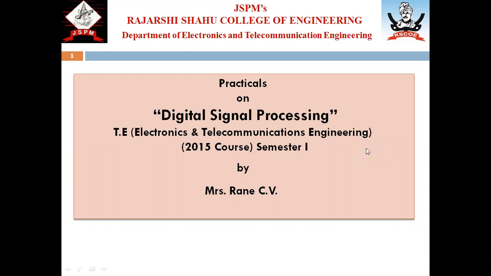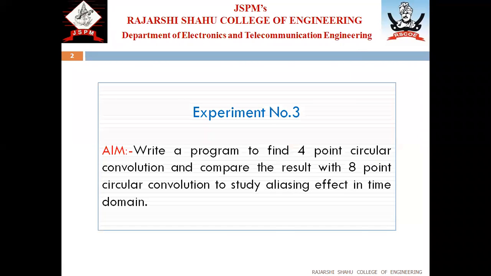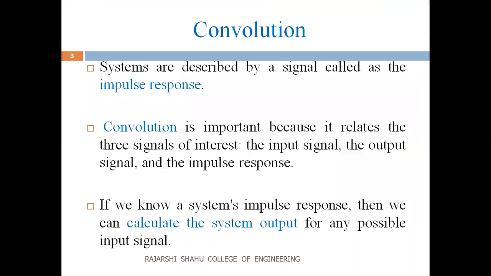In this session, I am going to discuss the practical based on circular convolution for the subject digital signal processing of third year ANTC students, semester 1. Aim of the experiment is to write a program to find 4-point circular convolution and compare the result with 8-point circular convolution to study aliasing effect in time domain.